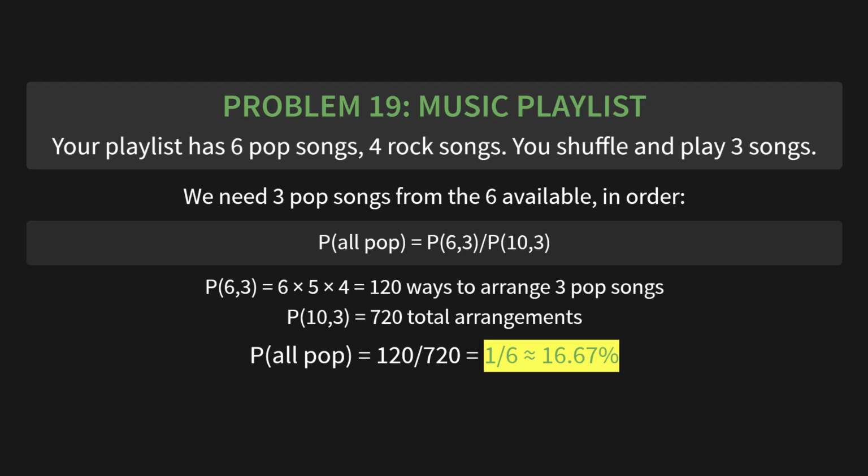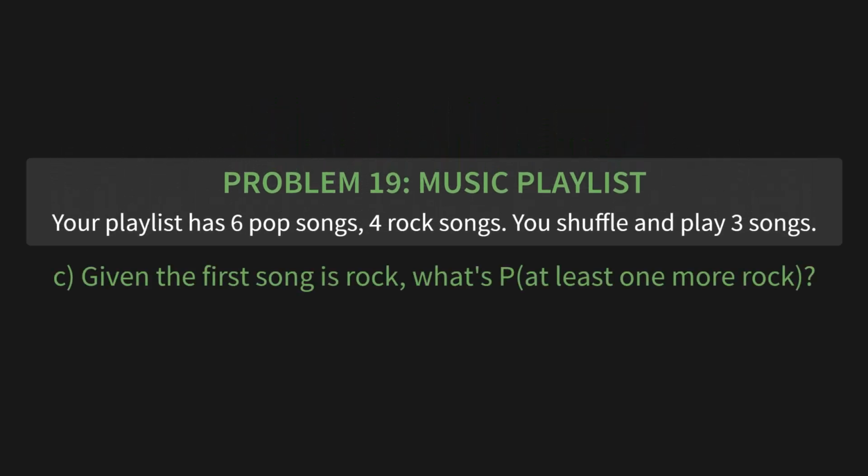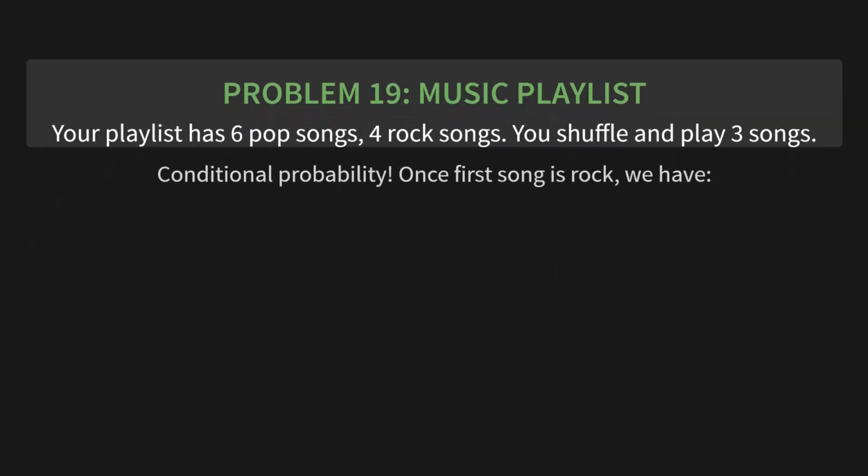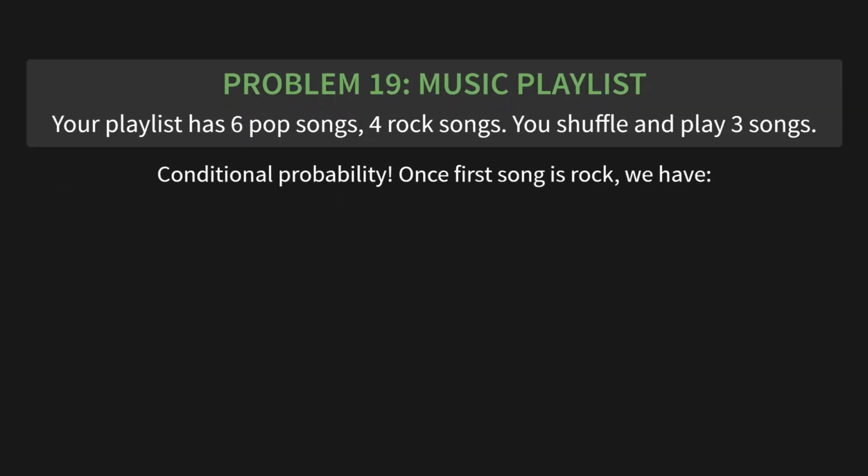Okay, here's where it gets spicy. The first song that plays is rock. Given that information, what's the probability at least one more rock song plays? Boom! Conditional probability strikes again. That first rock song changes everything. Now we've got 9 songs left in the queue, 6 pop and 3 rock.